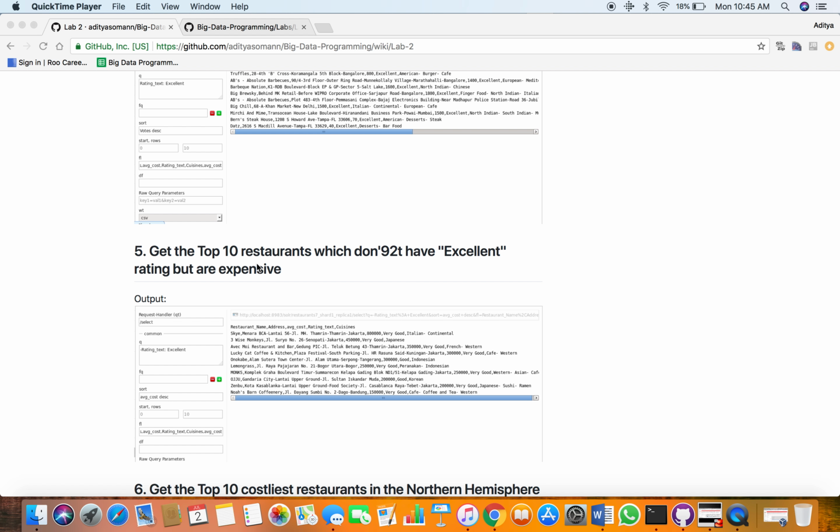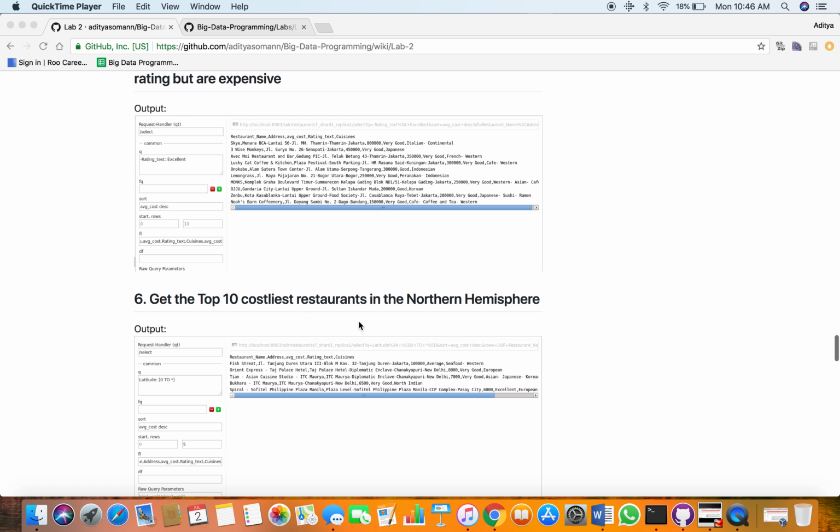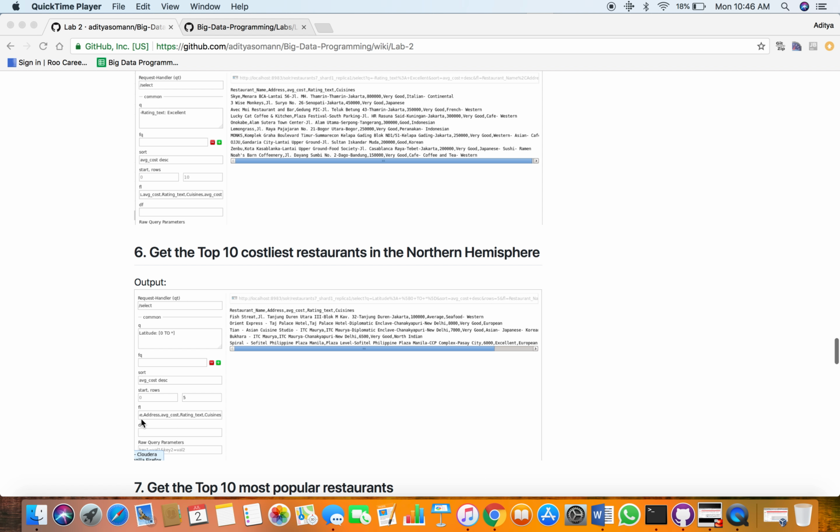The fifth query is, we'll have the top 10 restaurants which don't have excellent ratings but are expensive. This is the query. These are the fields that we are displaying, and this is the output. The sixth query is, we'll have the costliest restaurants in the northern hemisphere. So this is sorted by latitude, which is 0 to star. These are the fields displayed, and this is the expected output.